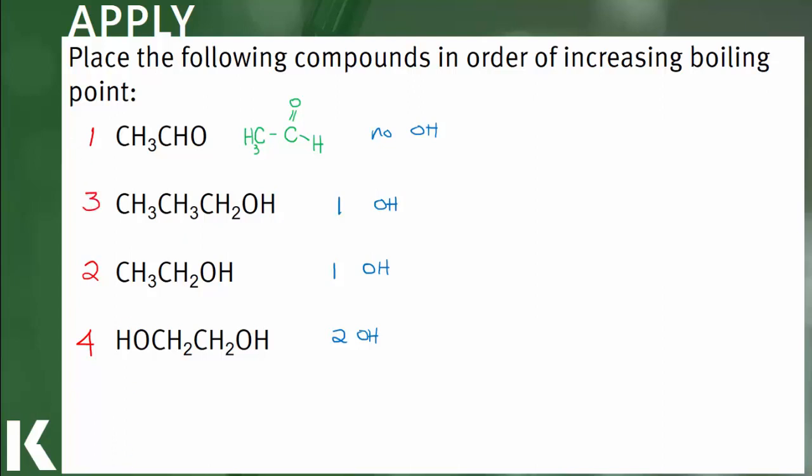Even better, we can use empirical data to back up our predictions. Aldehyde has a boiling point of 20 degrees Celsius, ethanol at 78 degrees Celsius, propanol at 97 degrees Celsius, and ethylene glycol or diol has a boiling point of a whopping 197 degrees Celsius.